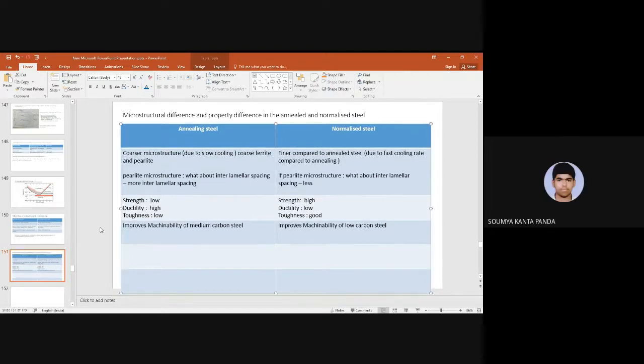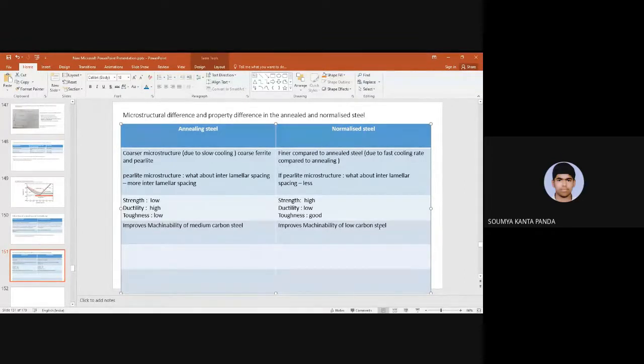Sir, how is machinability related to strength? See, anyway, you should understand. Suppose I give you a plate of steel. I want to cut it, for example, with a tool, right? But the moment I am cutting, if it is a ductile one, what will happen? Will cutting be easy or difficult? Easy, if it is ductile.